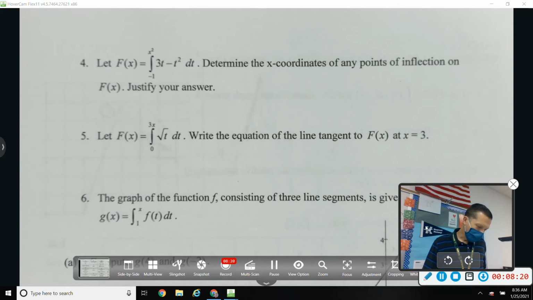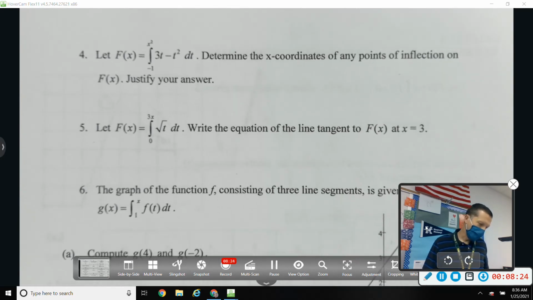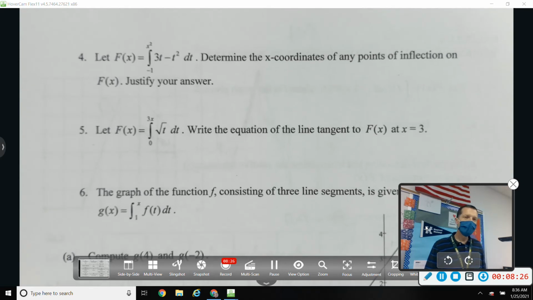Not worried about 6 so much because we've done a bunch of those like that. But 4 or 5? Can you do 5, please? Number 5.